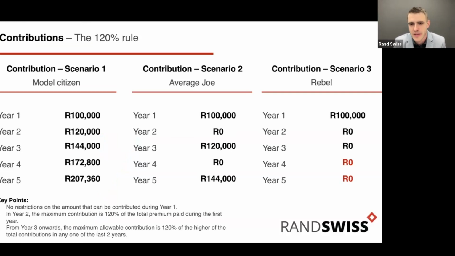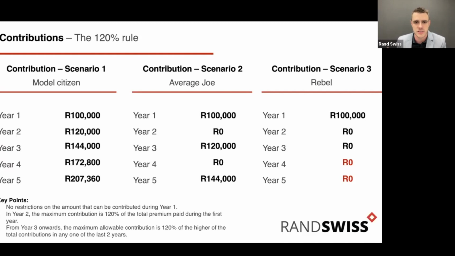And it sounds quite complicated, but hopefully after understanding this, it just breaks down a bit easier. So if we look at scenario one, there's the model citizen. This is your best approach when attacking this 120% rule. Remember I spoke on that 5-year term. So you can see in year one, you open a tax wrapper with us and you put away 100,000. In year two, you can only put away 120% of the contribution from the previous year.